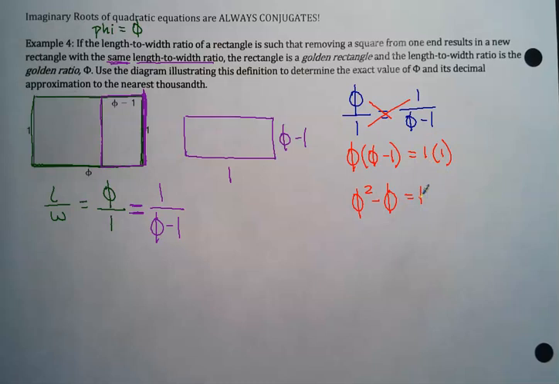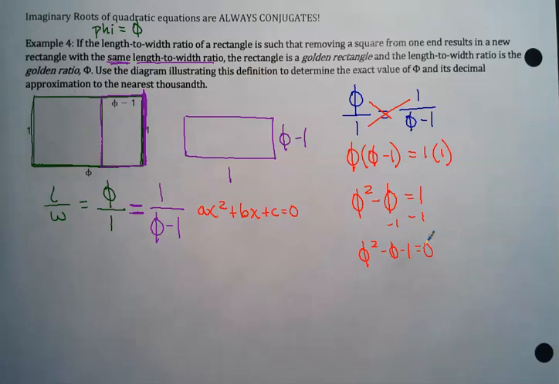Okay, so we've got that, which looks a lot like a quadratic. Remember, we have ax squared plus bx plus c equals 0. So we need it to equal 0. So let's subtract 1 from both sides. Phi squared minus phi minus 1 equals 0. All right, so now we've got a quadratic.